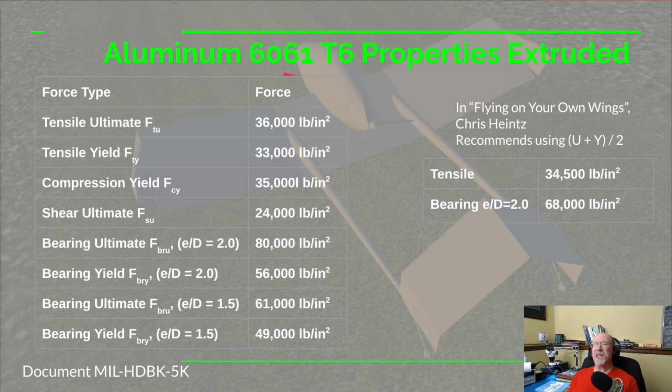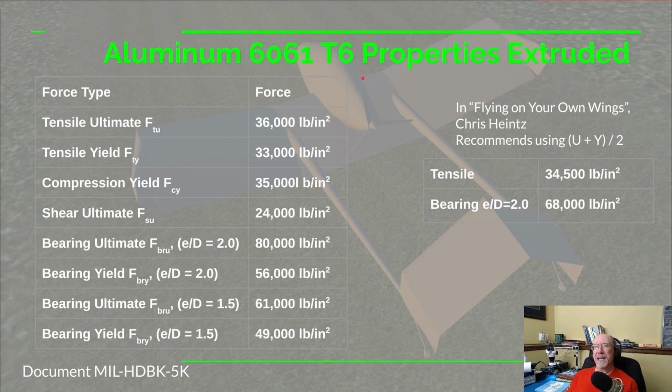Well, let's start with the 6061 T6 alloy. It's fairly easy to get. There are quite a few different extrusion dimensions and shapes we can get of this alloy. Another option is 2024 T4. It's a little bit stronger. It's a lot more expensive, about what, double the price sometimes?